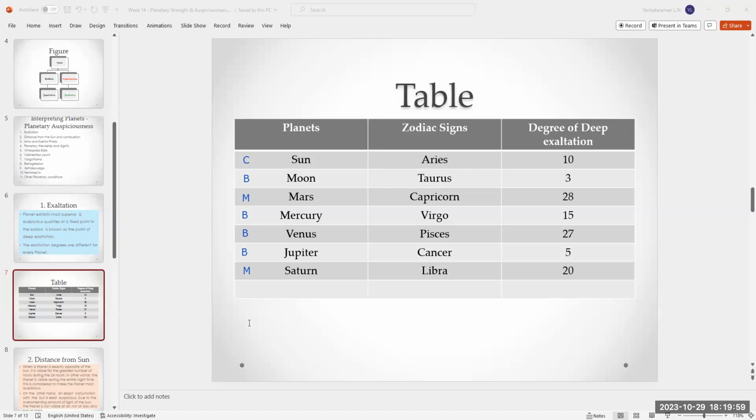Now, supposing somebody had Mercury in Virgo, right? What can you interpret? If Mercury is in Virgo, what do you interpret from whatever you have learned?